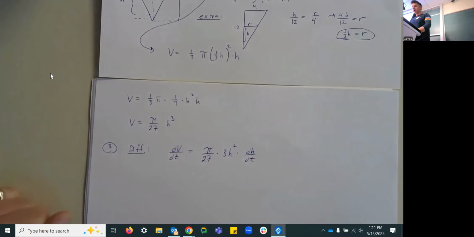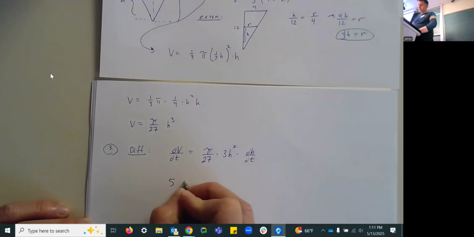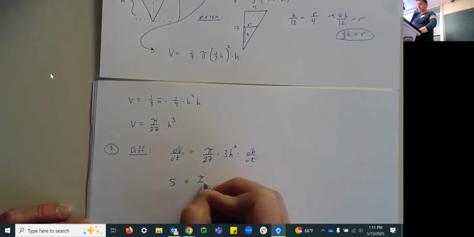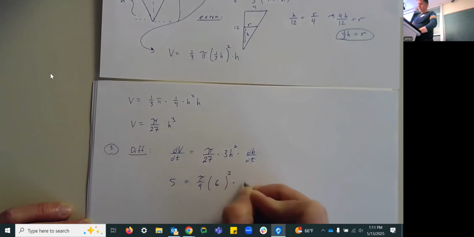Now we're going to plug in what we know, solve for what we don't. So we know that dV/dt is equal to 5. I'm also going to simplify as I go here. Pi over 27 times 3 reduces to just pi over 9. And I'm going to plug in my h, which was 6, I believe. And then dh/dt is the thing I'm trying to solve for.